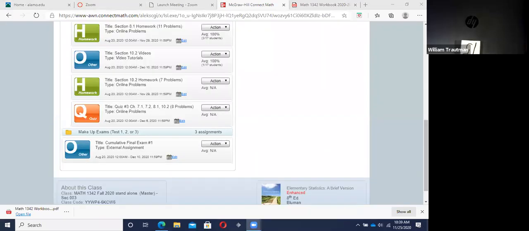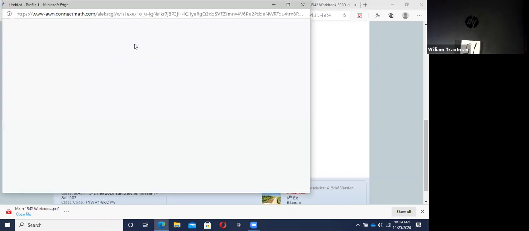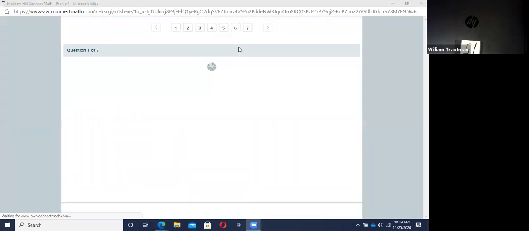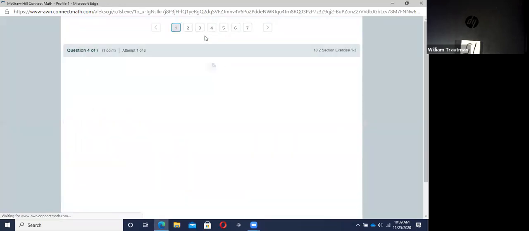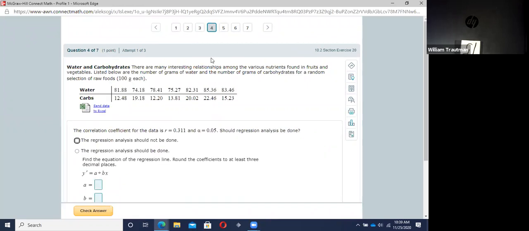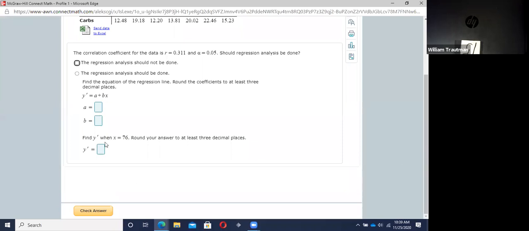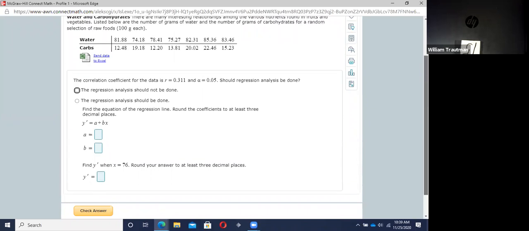All right, now I'm going to do some of the 10.2 homework. So let's preview the assignment. Some of it is definitions, so I'm going to go to a couple of the problems in here. I think the first problem I'm going to do is number 4. We're going to calculate and find A and B, and then predict what the answer is going to be in the future for 76.